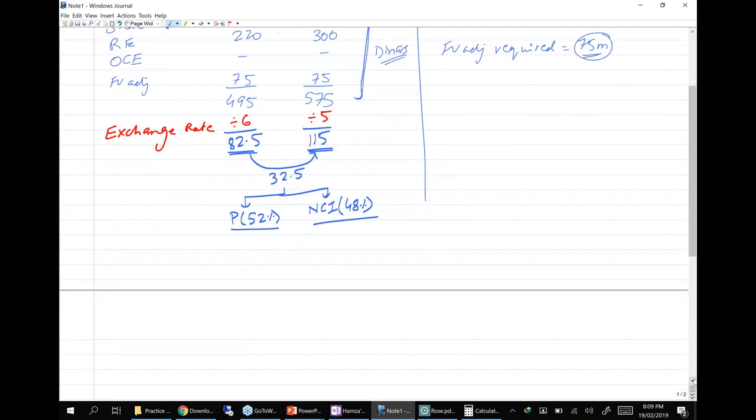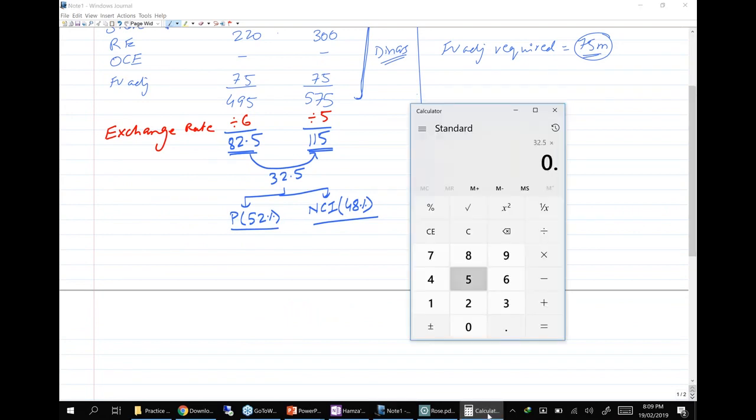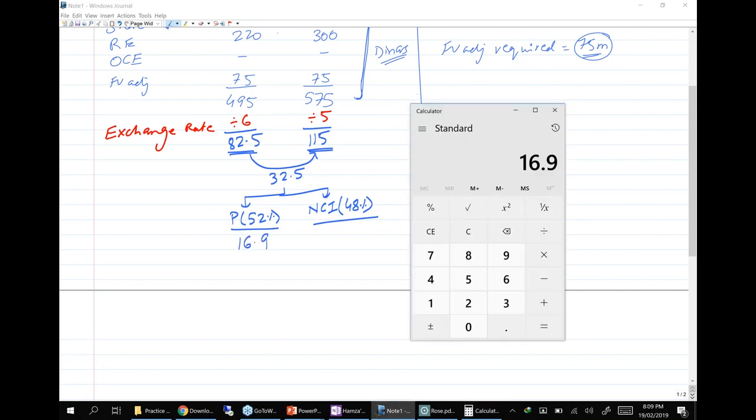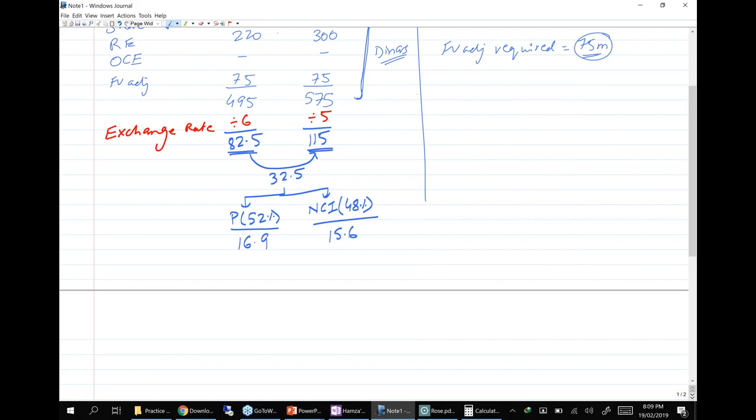So 32.5 into 52% is going to be 16.9 and 32.5 into 0.48 is going to be 15.6. Thank you, Hassan. So this is how we have calculated the values in terms of the dinars, and then we have converted that into the dollars.